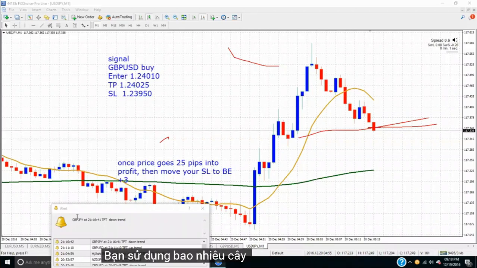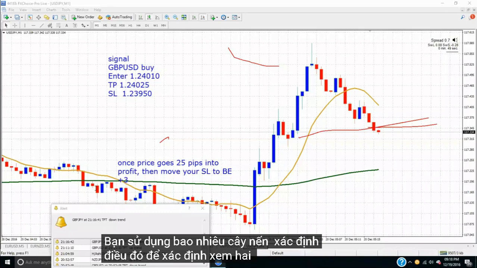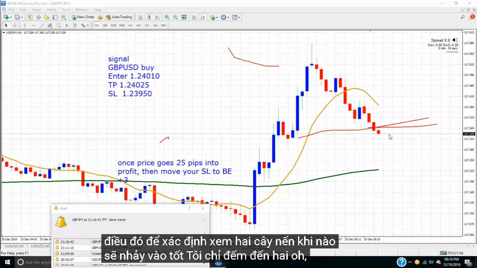How many candles do you use to determine that? Two candles. When to jump in? Well, I just count to 2.